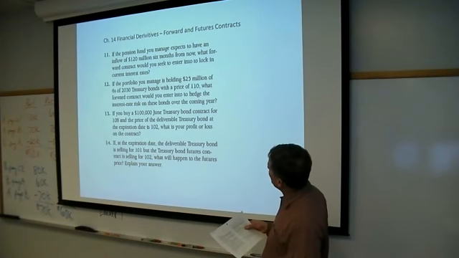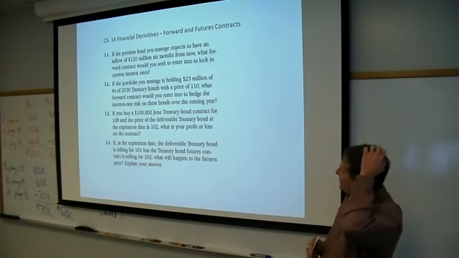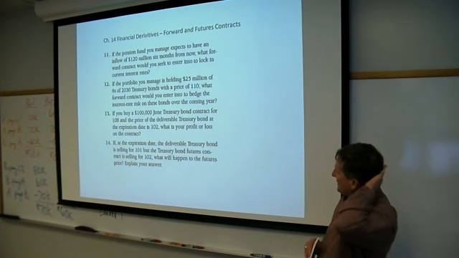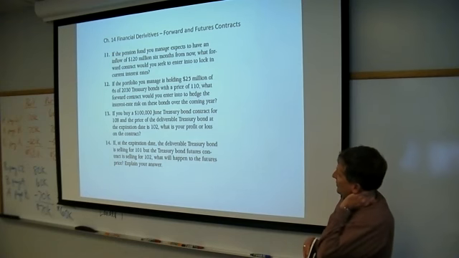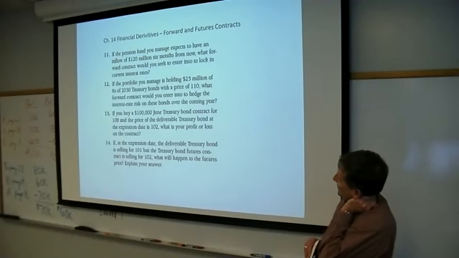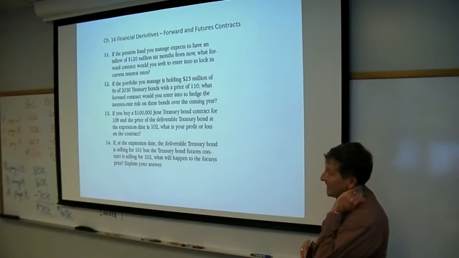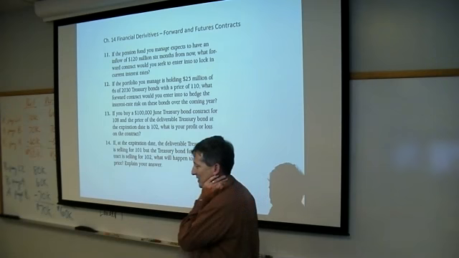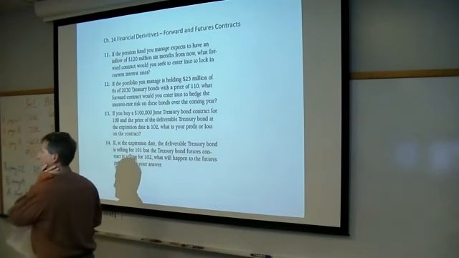All right, number 12. If the portfolio you manage is holding $25 million of sixes of 2030 Treasury bonds with a price of 110, what forward contract would you enter into to hedge the interest rate on these bonds over the coming year? I'm going to let you guys chew on that one for a while.